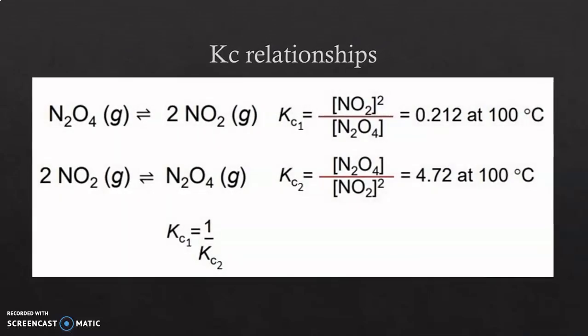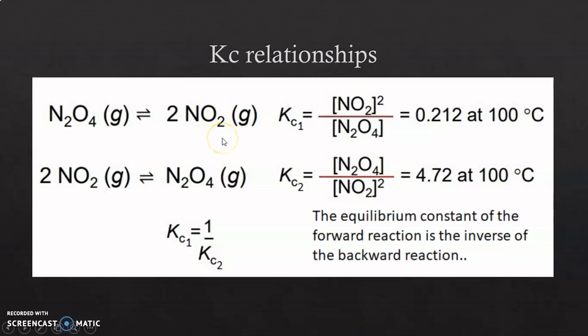Now, it's also important for us to realize that the equilibrium constant of the forward reaction is the inverse of the equilibrium constant of the backward reaction. We can consider these two reactions here, N2O4 reacting to form 2NO2, and then 2NO2 reacting to form N2O4. You'll find that this Kc1 for this reaction is the inverse of Kc2. You can use these values and try and calculate using the calculator. You'll find that there's a mathematical relationship which can be shown using this equation.